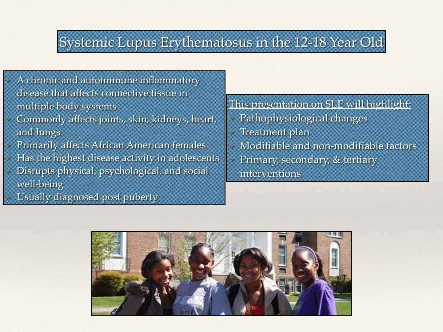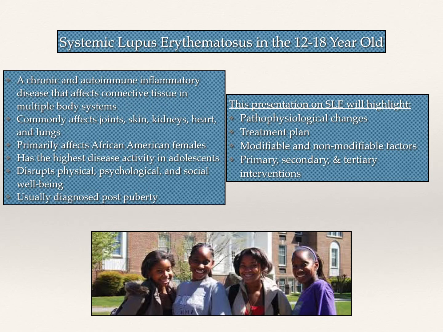SLE, or systemic lupus erythematosus, is a chronic autoimmune inflammatory disease that affects connective tissue in multiple body systems. It commonly affects joints, skin, kidneys, heart, and lungs in adolescents. It also primarily affects African American females. Adolescents have the highest disease activity for lupus. This disrupts physical, psychological, and social well-being. It is usually diagnosed just post-puberty.